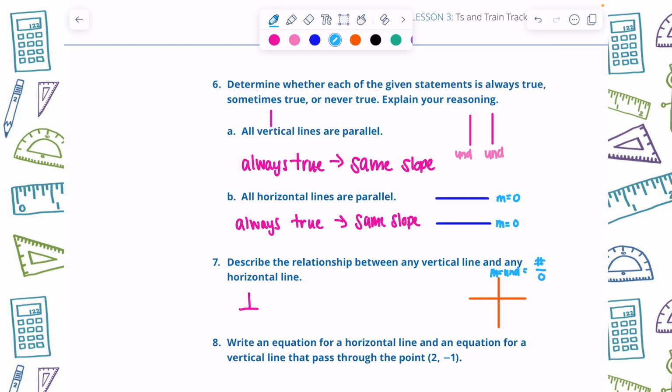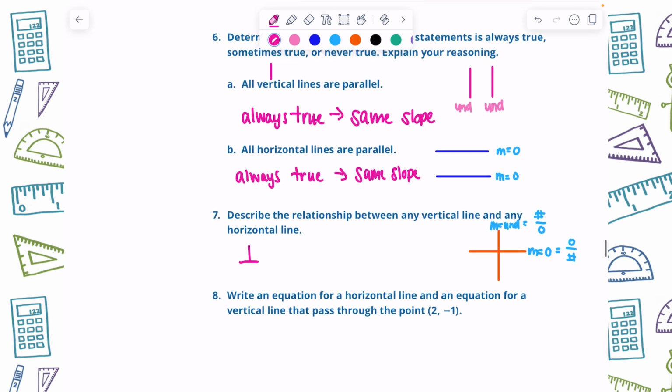Whereas the horizontal line is going to have a slope of 0, which again, we can think of as 0 divided by a number. Do you see how those could be opposite reciprocals of each other, depending on which number we chose? So hopefully you can see that a vertical line and a horizontal line will always be perpendicular to each other because they have opposite reciprocal slopes.